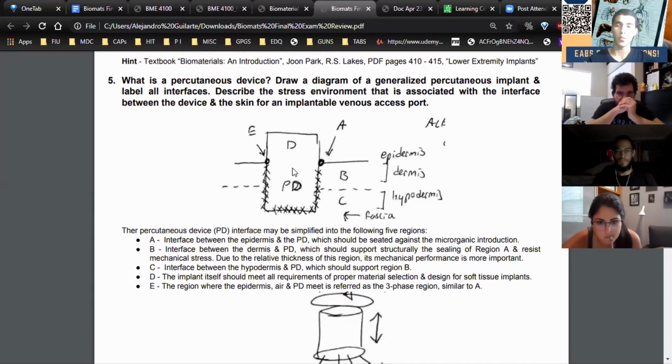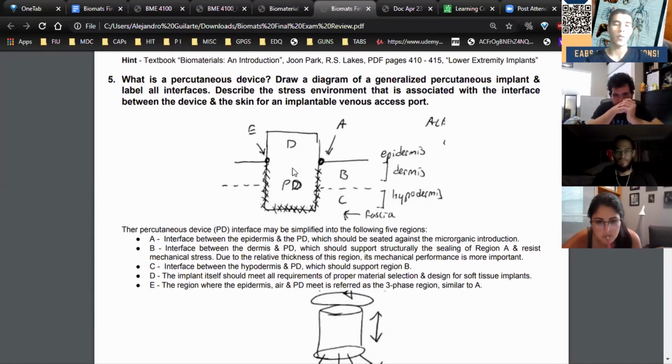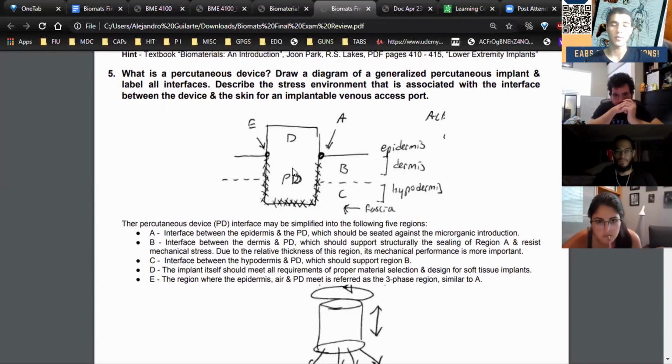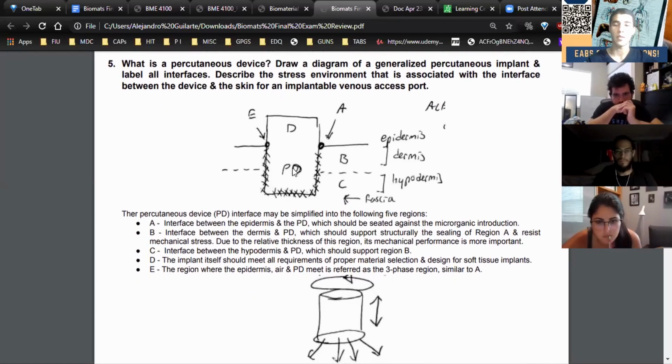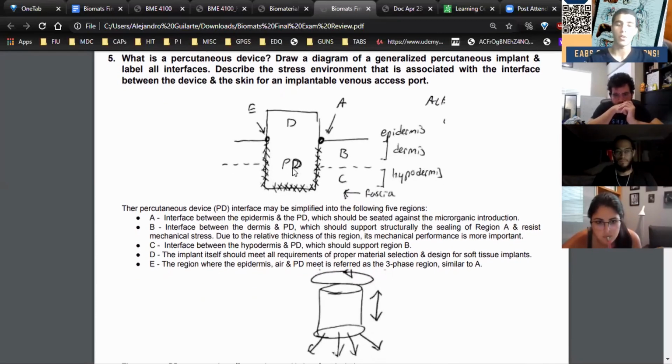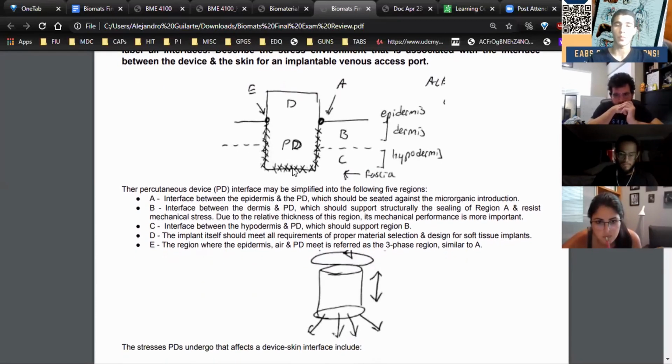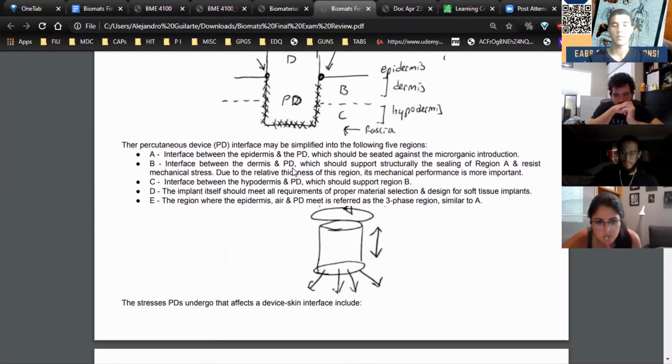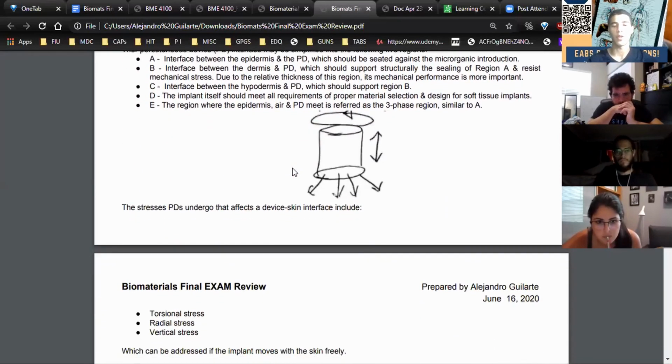and it needs to be implanted well so that it's structurally sound. It won't be pushed out from the skin. And one way to overcome this is to have it free floating. But despite this, and despite those different zones, there's also forces that are exposed to the percutaneous device, which include torsional, radial, and vertical stresses. And so those are important because the skin will always be pushing outward or in some direction.